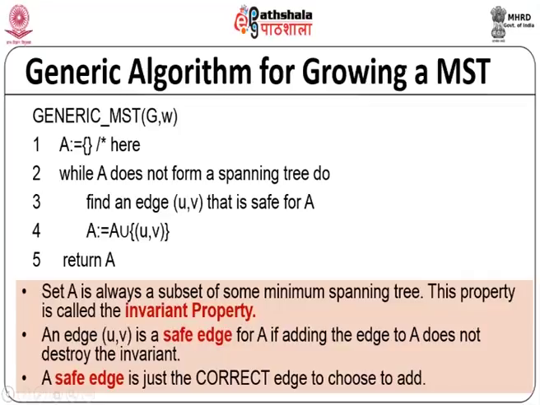The set A is always a subset of some minimum spanning tree. This property of it being a subset of some minimum spanning tree is called the invariant property. And then we said that you will find an edge that is safe for A. An edge u v is a safe edge for A if adding that edge to A does not destroy that invariant property that we spoke about just now. A safe edge is just the correct edge that we choose to add.